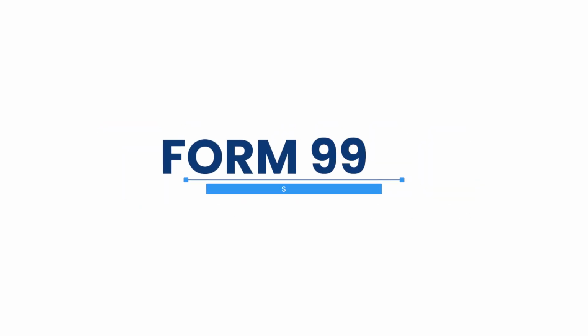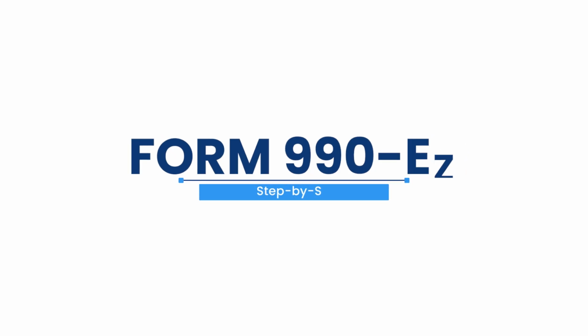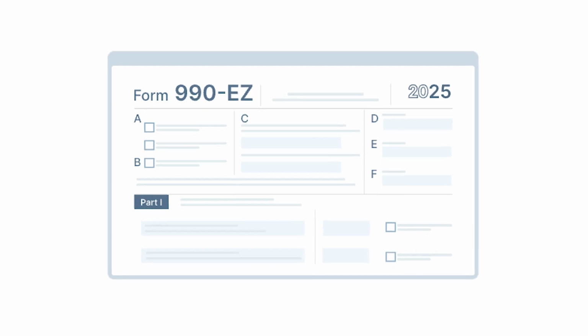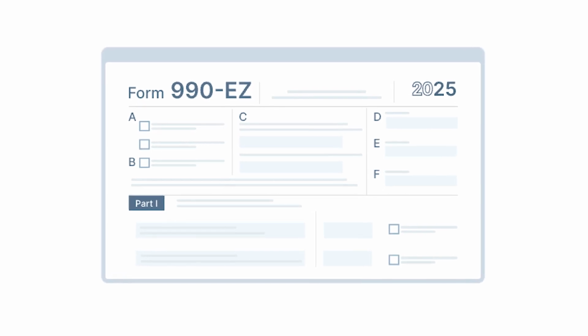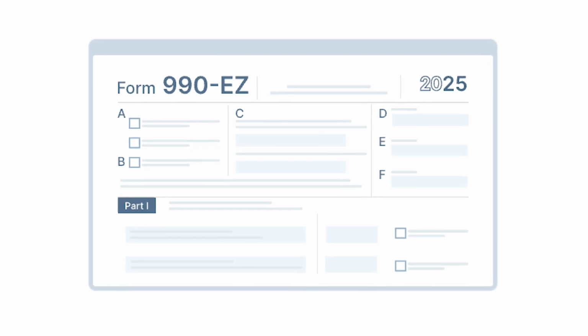Today we're going to walk through the overall workflow of filing a Form 990 EZ. This is the annual return many smaller nonprofit organizations file with the IRS. The goal of this walkthrough is to help you understand how the form flows, what each section is meant to accomplish, and how all the pieces fit together.